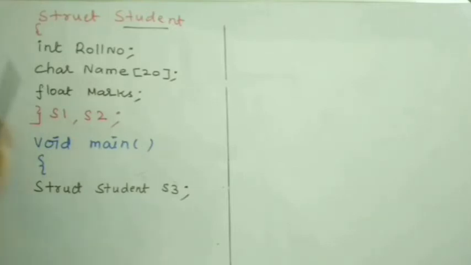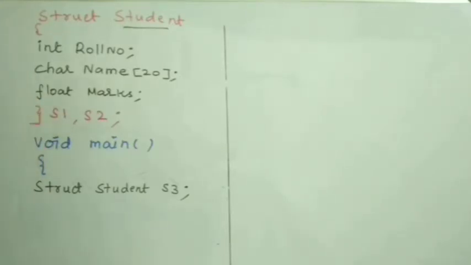So during the definition of the structure, I may declare a structure variable, or else as a separate statement. Inside this program I have declared three structure variables: S1, S2 and S3. Once a structure variable has been declared, how do we access the structure members using the structure variable?